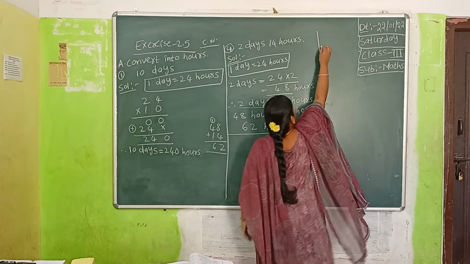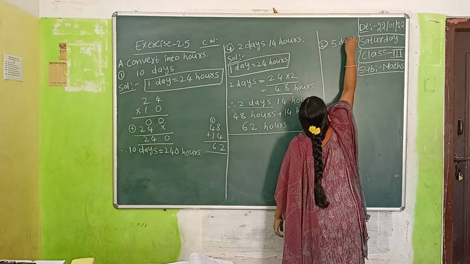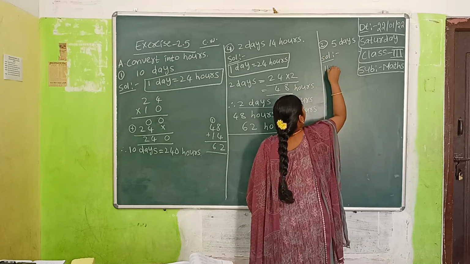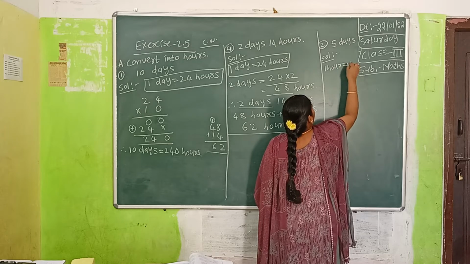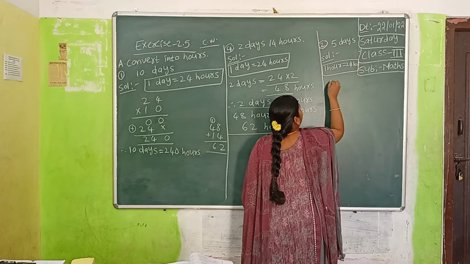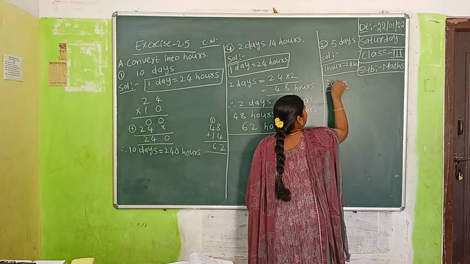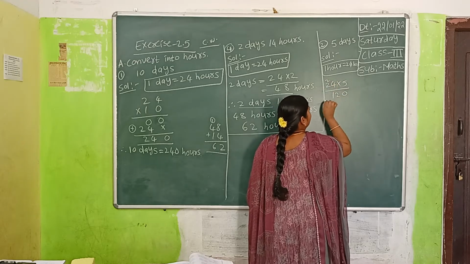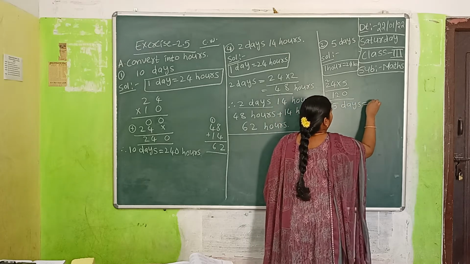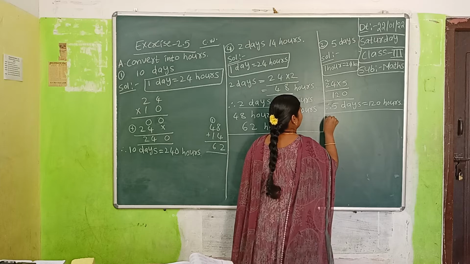See the second question now. What is the second question? 5 days. You have to convert 5 days into hours. Here you have to write down 1 day equal to 24 hours. Now multiply 24 into 5. 5 fours are 20. 5 twos are 10 plus 2, 12. Therefore, 5 days equal to 120 hours. Compulsorily write down the hours.